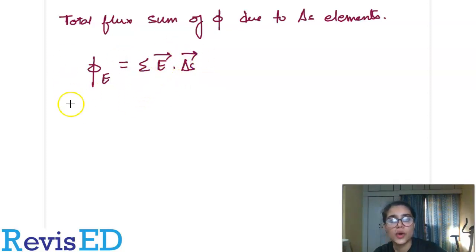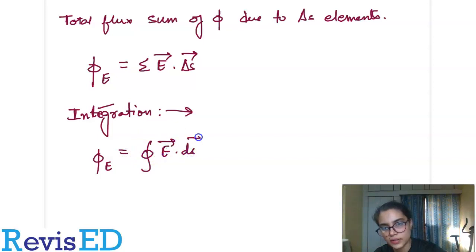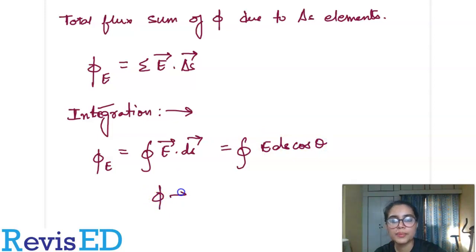Or you can also use the concept of integration, where you integrate over the entire body. So we can also write it as the closed integral of E dot dS cos theta. And always remember, phi is a scalar quantity.